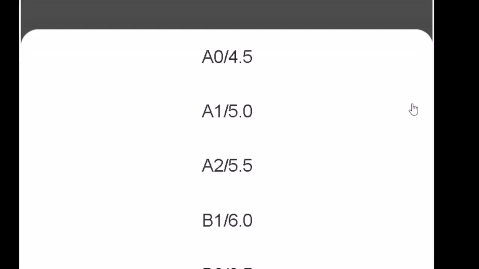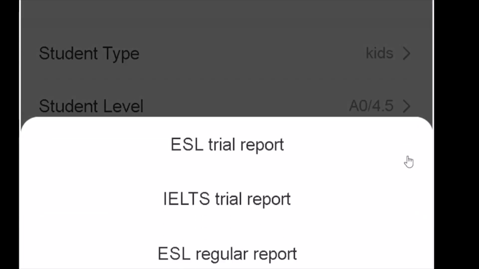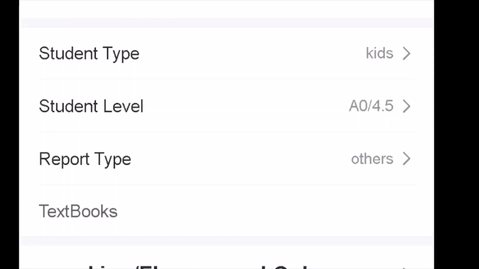And then we have student level. So for CAT, there are only 2 possible levels for our students. That would be A0 and A1. All right. So maybe the student would be A0. And then the report type, if you notice, on our portal, we only have ESL trial report and IELTS trial report, or ESL regular report, IELTS regular report. There is no such thing as CAT, PET, FCE, or CAE. So you have to click the others there. Okay, so that would be CAT.